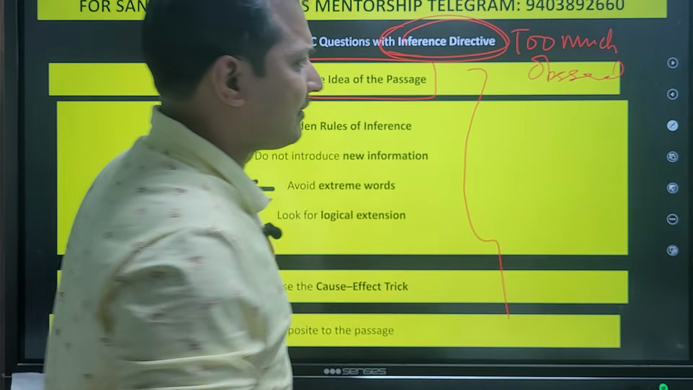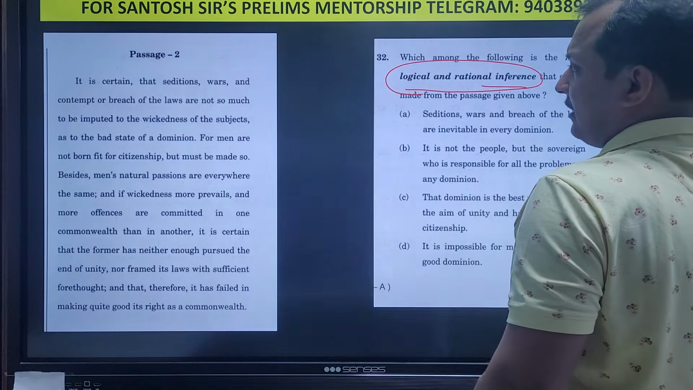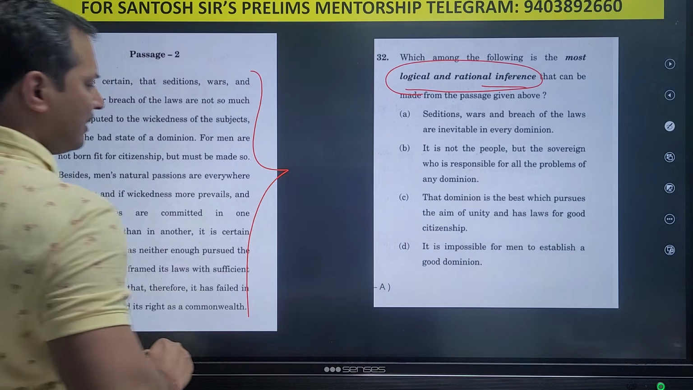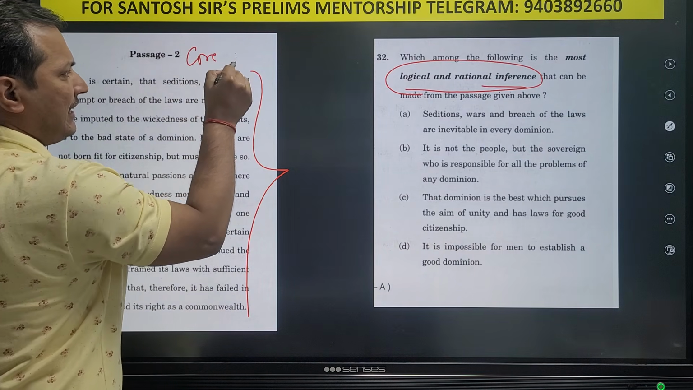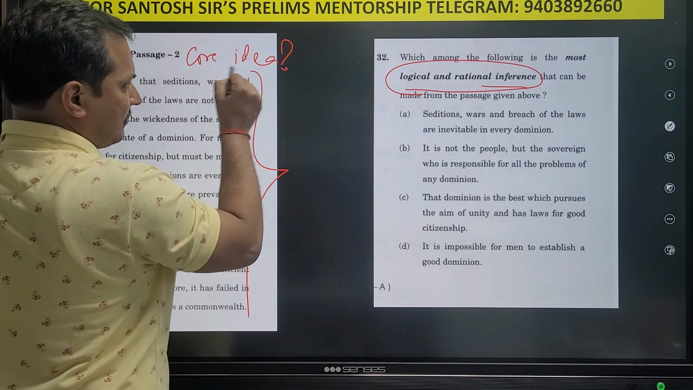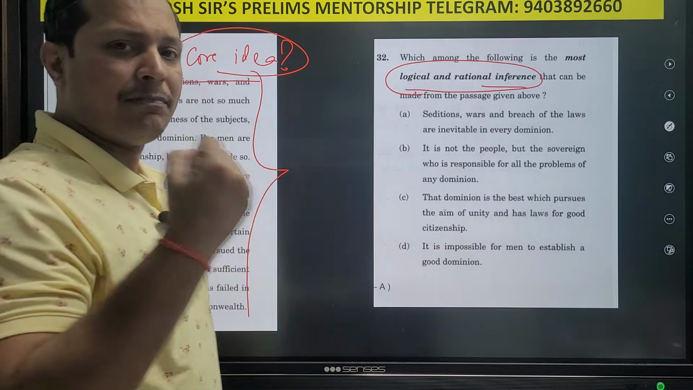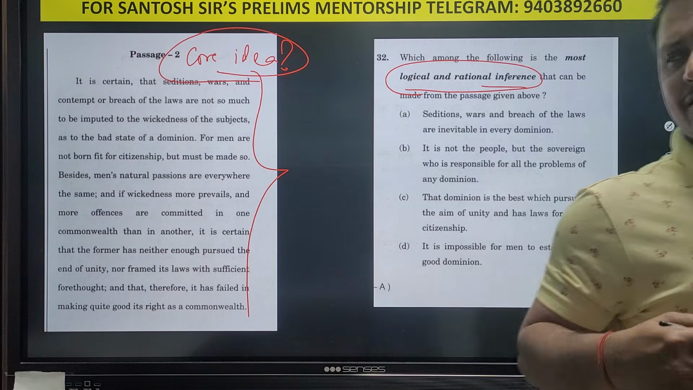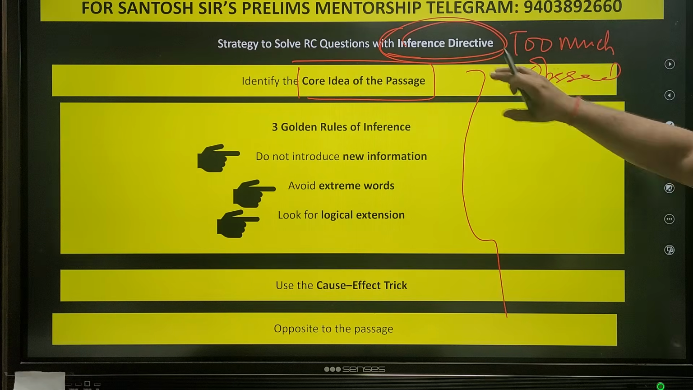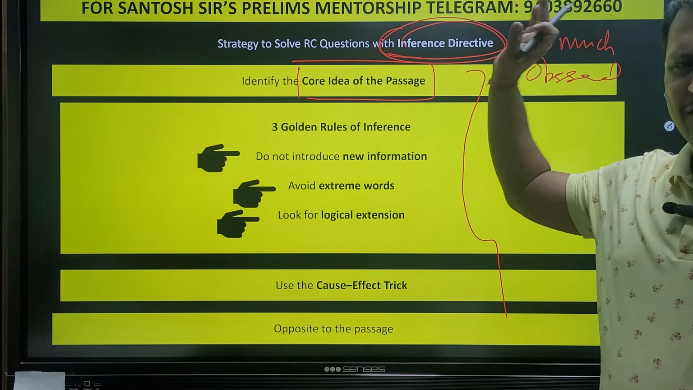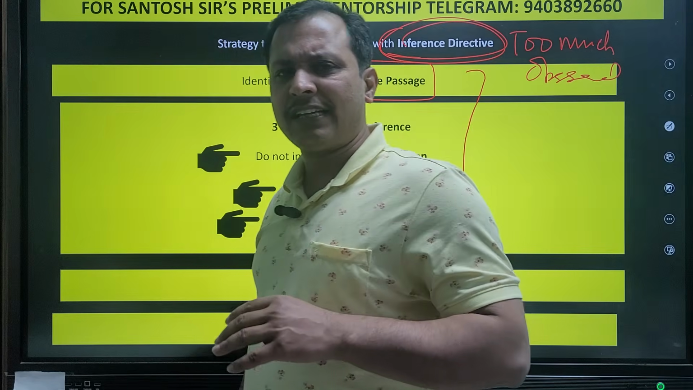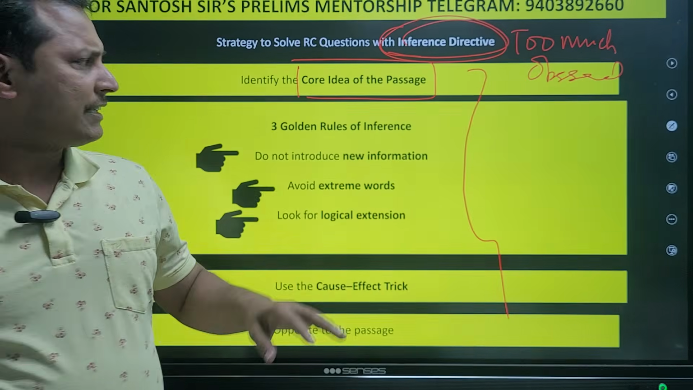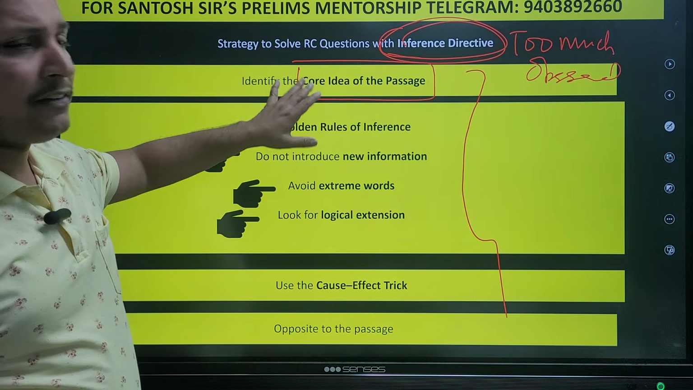While reading the passage, ask yourself the question: what is the core idea of the passage? Always think and ask yourself, what is the core idea? That is the first thing you need to do in any directive. Whether the directive is assumption or crux message, whatever it is, first identify the core idea of the passage.